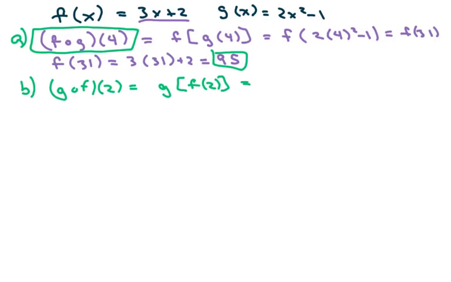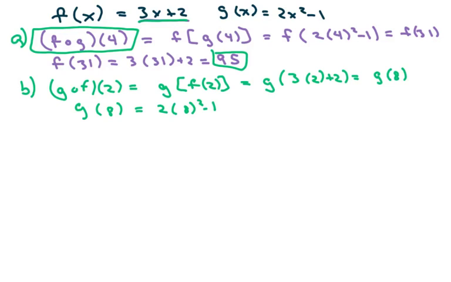For B, we have g of f of 2. So I'm going to take my inner function, which is f, right here, and plug in 2, which gives me g of 8. Then I take g of 8 and plug it in. This is my outer function now. 2 times 8 squared minus 1, which equals 127. So we have g of f of 2 equals 127.